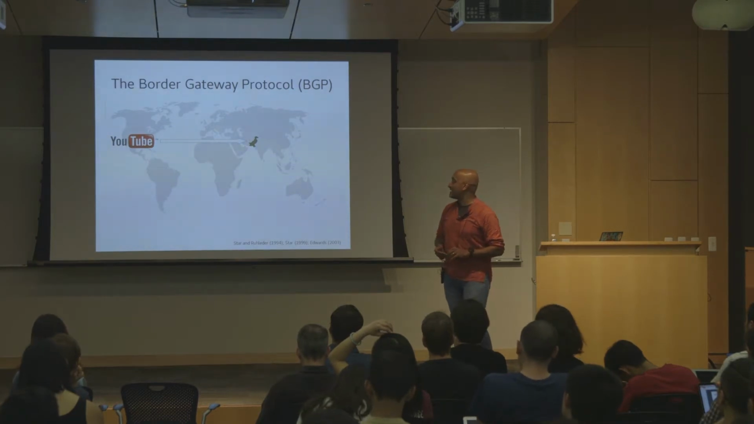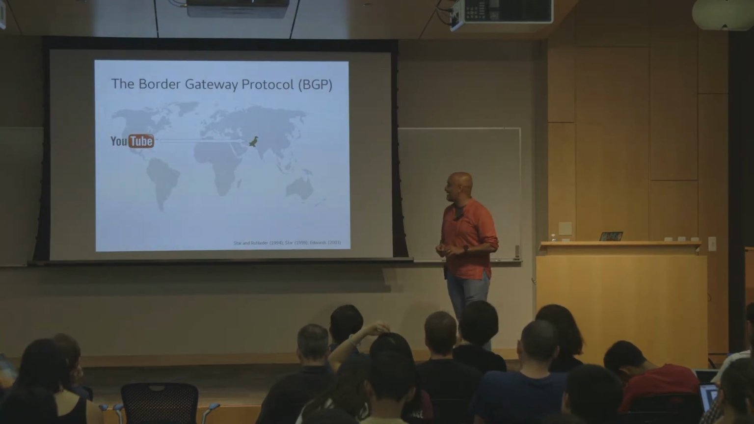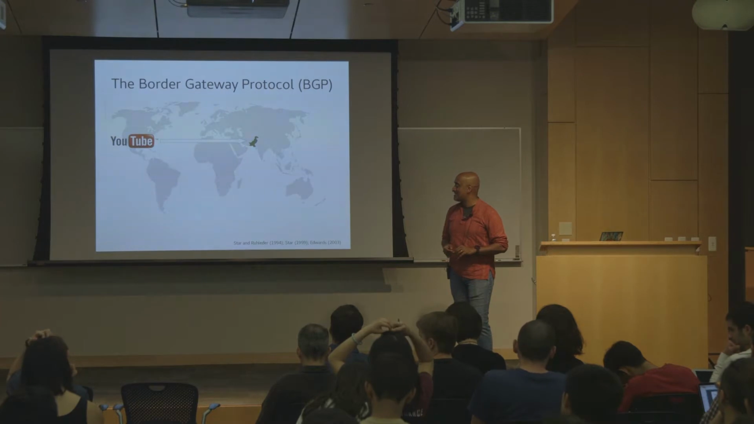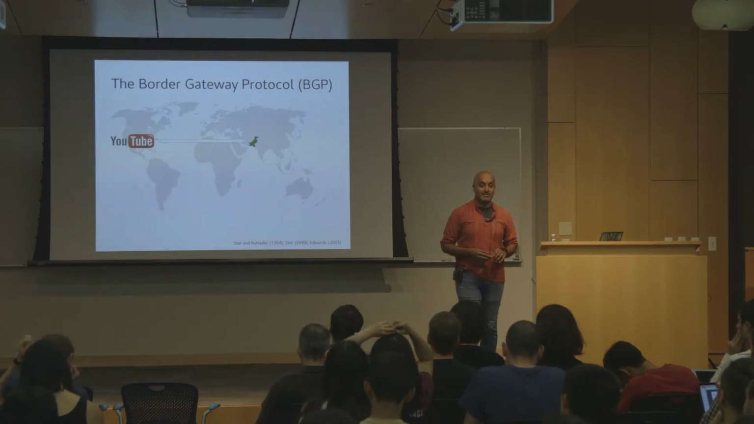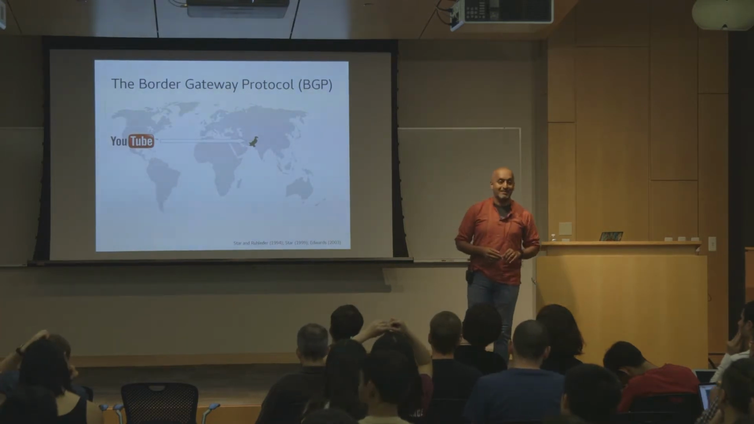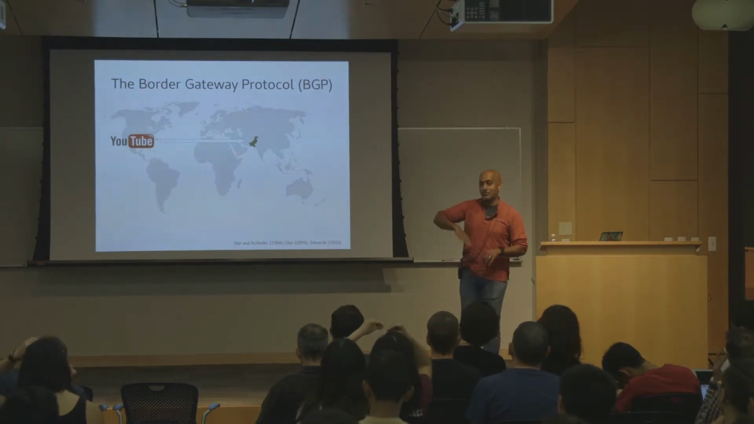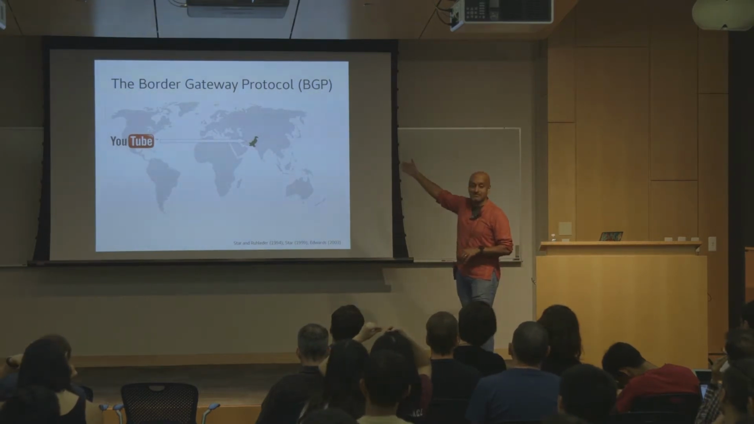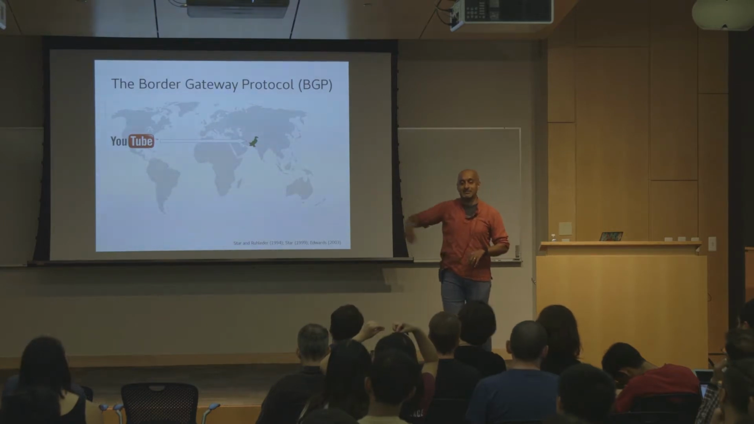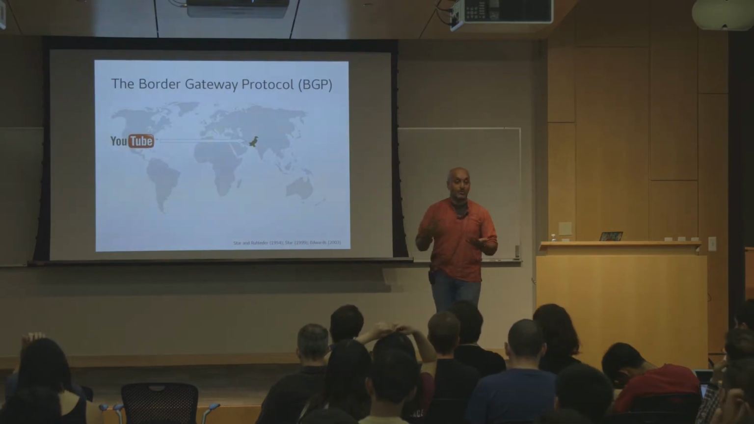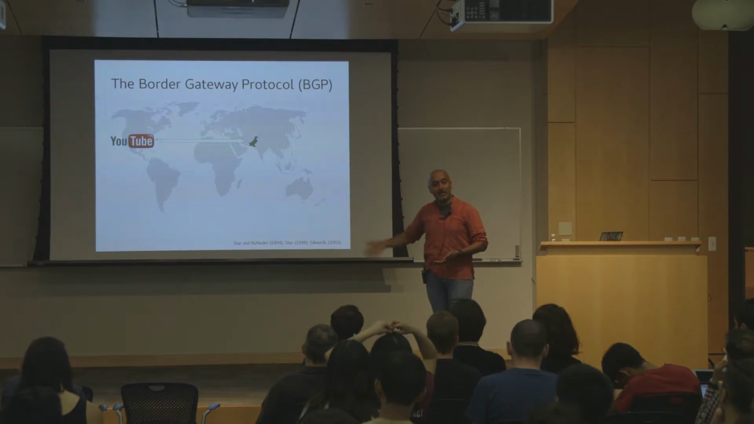But back in January of 2008, for a couple of hours, the internet thought that YouTube was in Pakistan. If you tried to go to YouTube, you would be redirected to a block page at a server in Pakistan. And in fact, the load of requests was so high that that server went down and no one could get to YouTube for 2.5 hours.